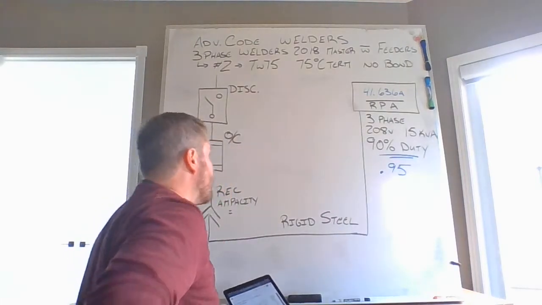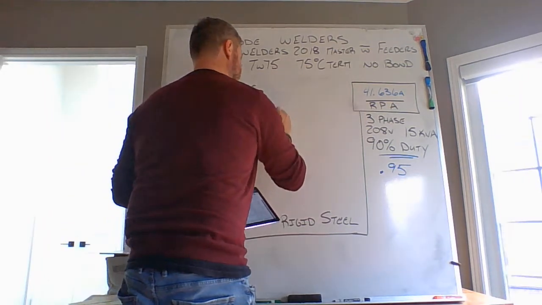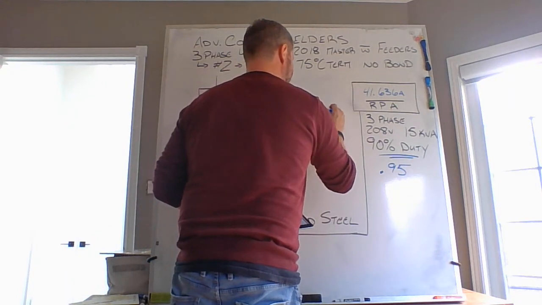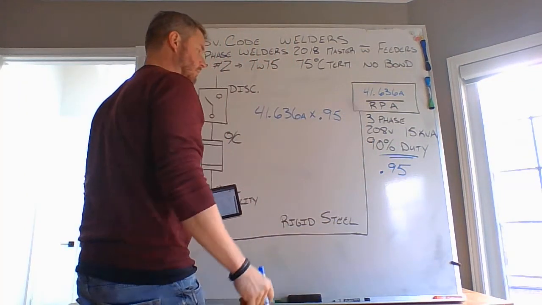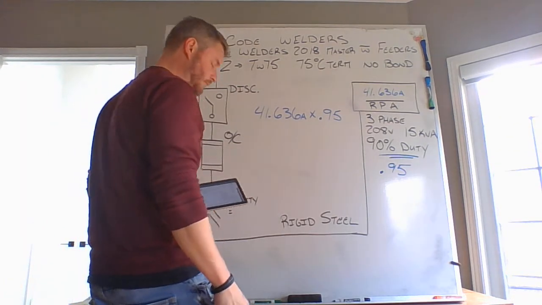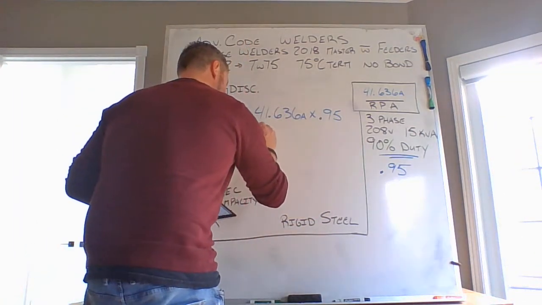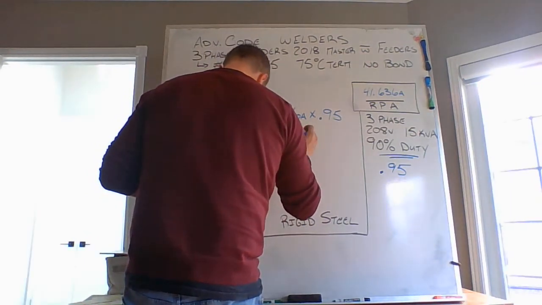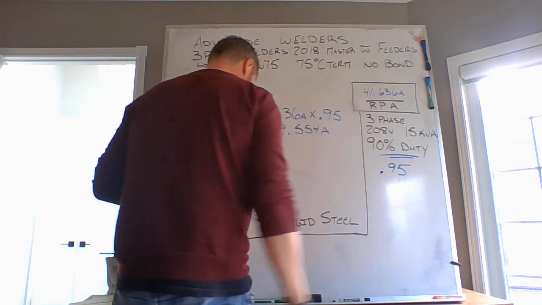So I would take my rated primary current of 41.636 amps and multiply that by 0.95 because of the duty service cycle on my welder being 90%. That's where I generate that 0.95 from a certain section in the code. That comes down to a minimum conductor ampacity of 39.554 amps.